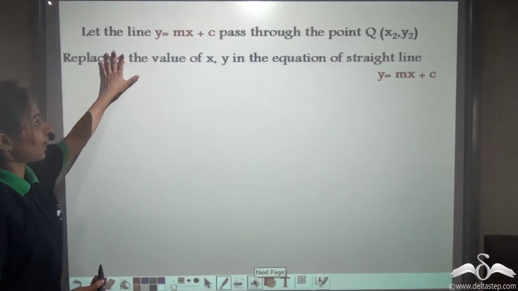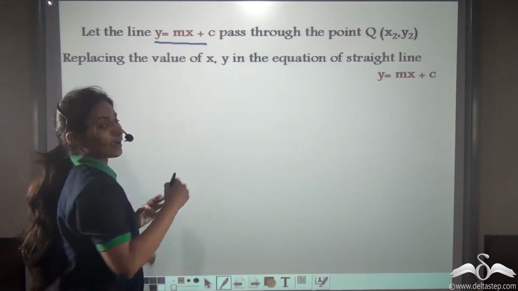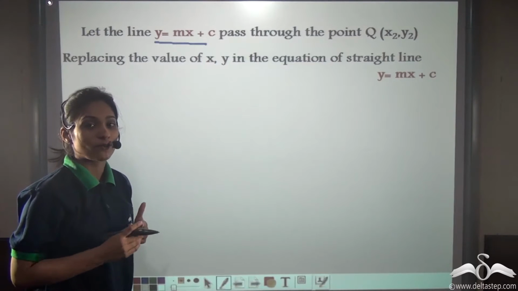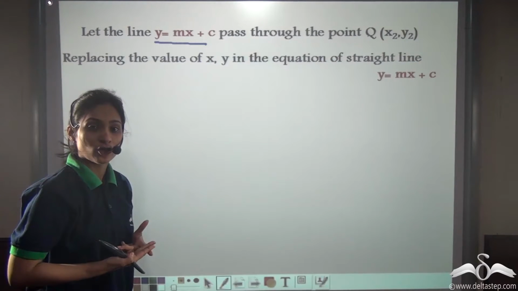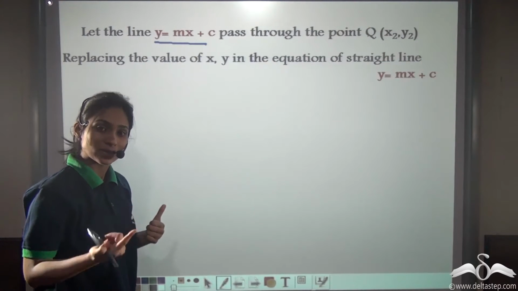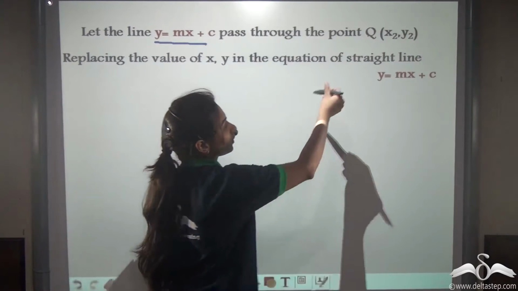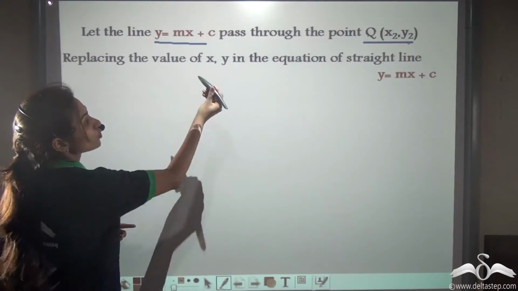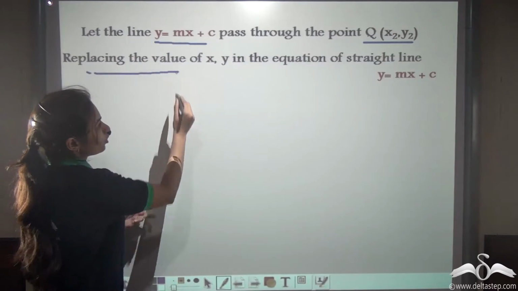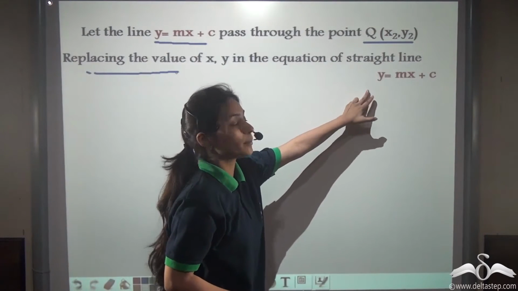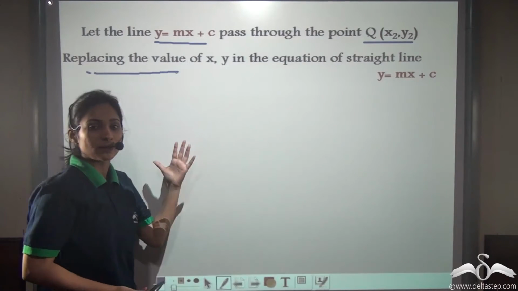Now, let the line y = mx + c again pass through a new point. Why a new point? Because we have to find the equation of a straight line which passes through 2 points. So the first point was P(x1, y1). The next point will be Q(x2, y2). Okay, so how will you do this? You have to replace the values of x and y in the equation of the straight line, which is y = mx + c, the same as you had done before.